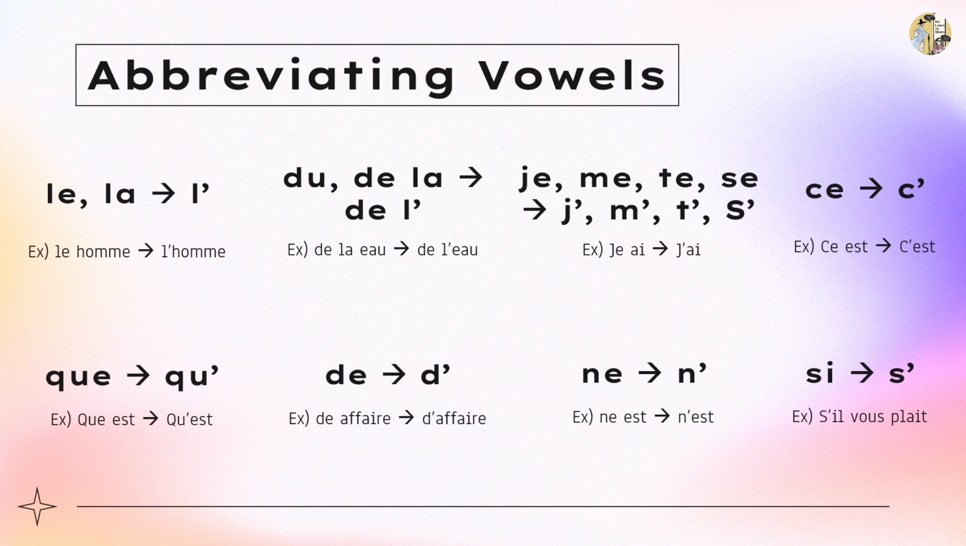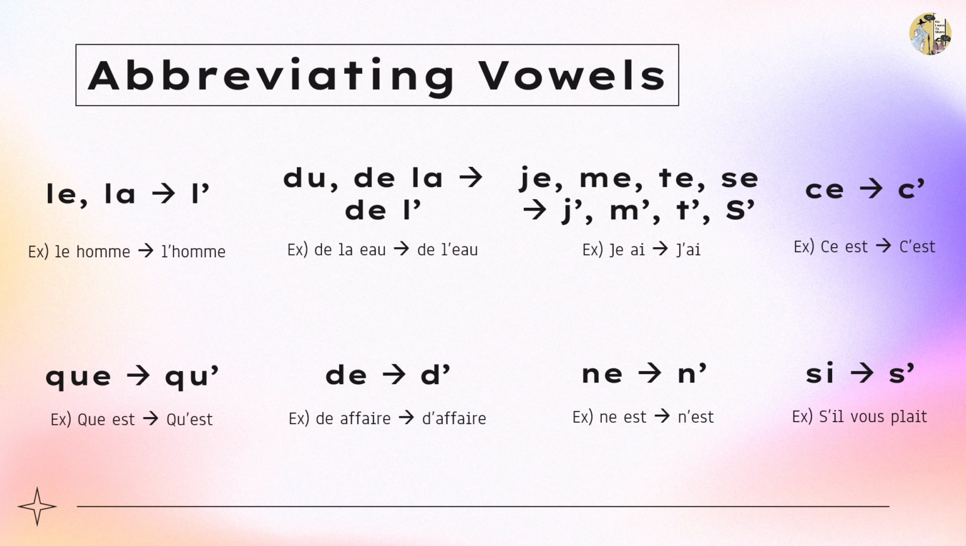Moving on to the second one, du, de la can be abbreviated into de l apostrophe. For example, de la eau should be written as de l'eau. Third, je, me, te, se, the E in these words can all be turned into apostrophes when it meets with a silent H or a vowel. So for example, je ai should be j'ai. Fourth, ce can be C apostrophe when it meets the conditions that I explained before. So for example, ce est should be c'est.